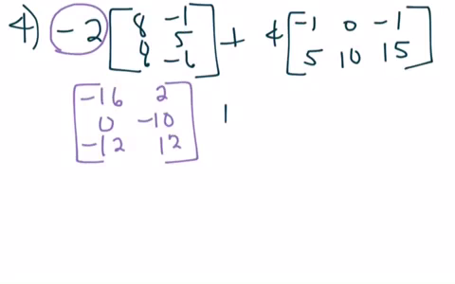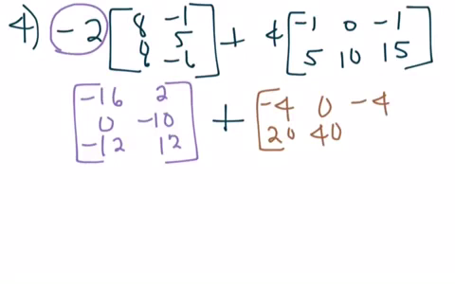And we want to add that to 4 times negative 1 is negative 4. 4 times 0 is 0. 4 times negative 1 is negative 4. 4 times 5 is 20. 4 times 10 is 40. 4 times 15 is 60.